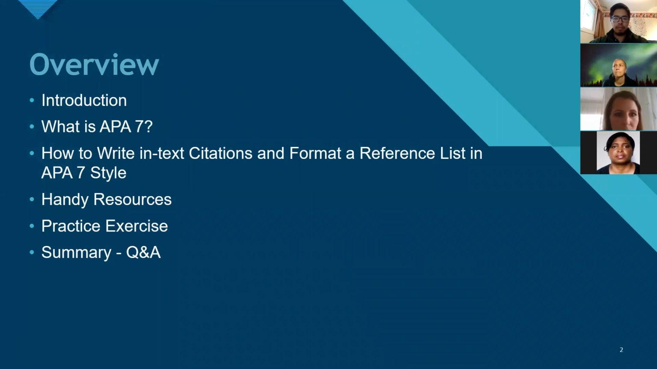I'd like to respectfully acknowledge that I'm living and learning in the Comox Valley on the unceded traditional territory of the Comox First Nation. We're going to be talking about APA 7, how to write in-text citations and format a reference list in APA style today. I'll be providing you a couple of handy resources that I use. We'll go through a quick practice exercise and close with a summary and Q&A.